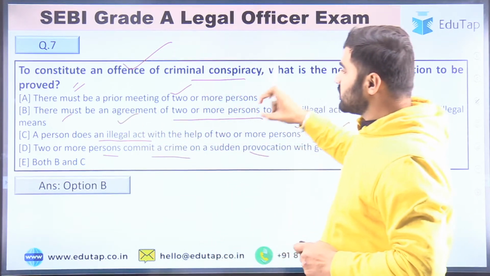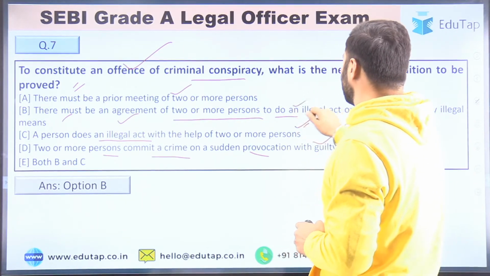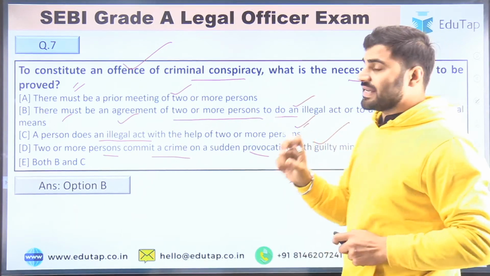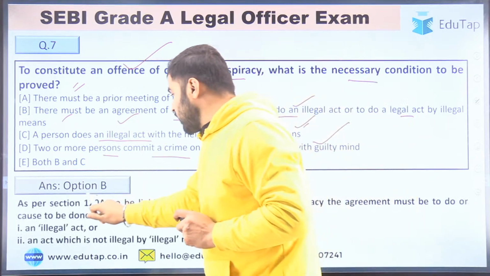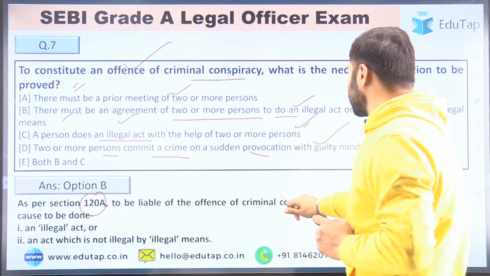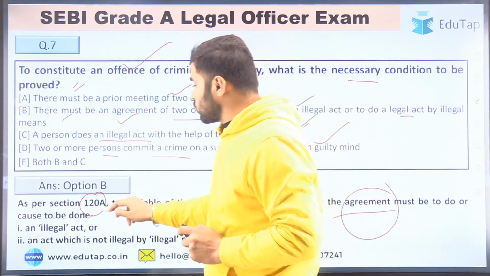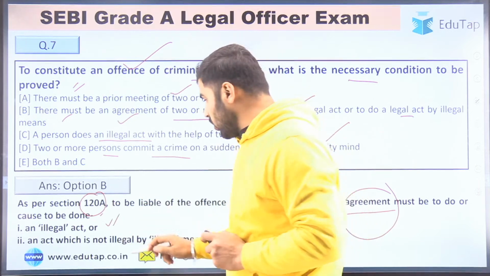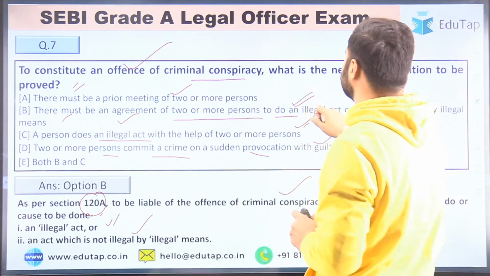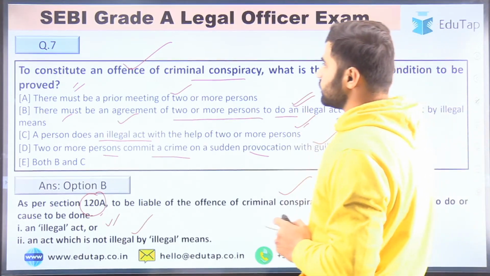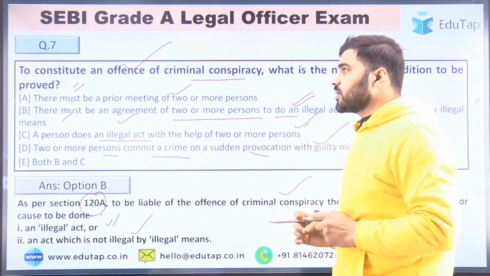That is, there must be an agreement of 2 or more persons to do an illegal act or to do a legal act by illegal means. Guys, read the question properly. As per Section 120A, to be liable for the offense of criminal conspiracy, the agreement must be to do or to cause to be done an illegal act, or an act which is not illegal by illegal means, right? So option B is the right answer for this question. I hope you got the clarity. Now let's move to question number 8.